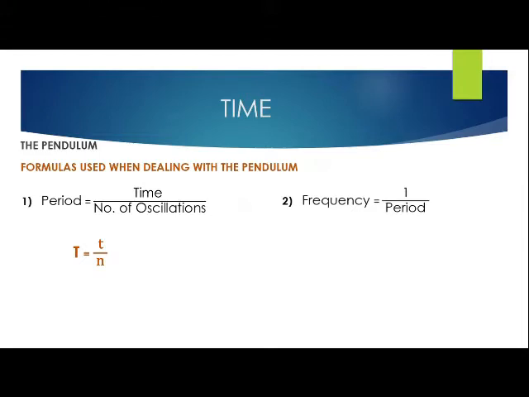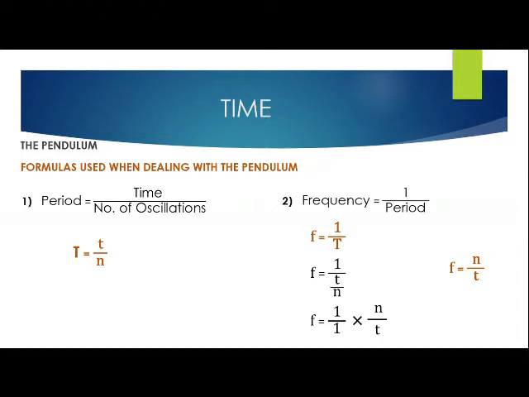The other formula is the frequency. Frequency is equal to 1 over period. In symbols, it's written as f equals 1 over T. But sometimes you would like to replace the period with t over n, and hence f will be equal to 1 over t over n. And hence this will be simply multiplying 1 over 1 by the inverse of t over n, which is n over t, and hence our frequency will be equal to n over t.